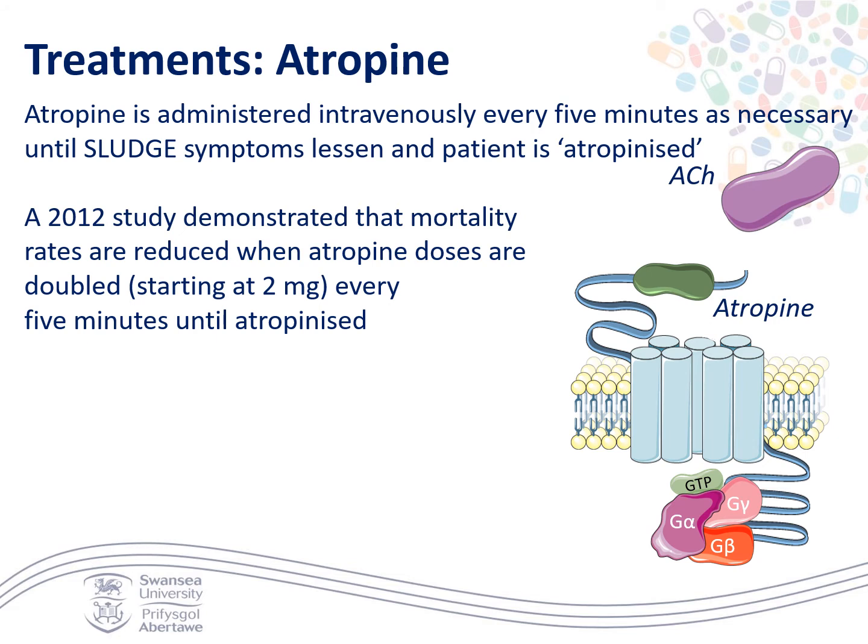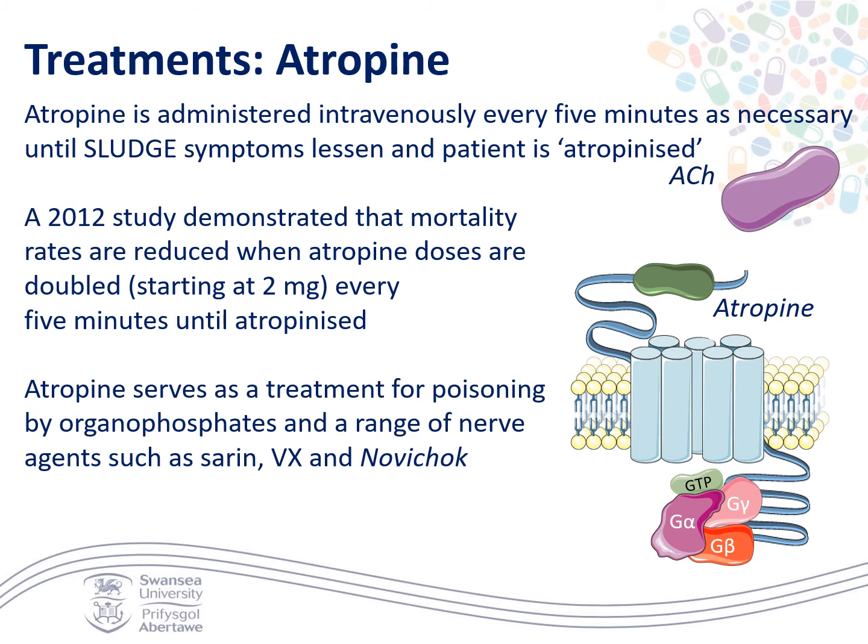So you start with 2 milligrams, you wait 5 minutes, and then you give 4. You wait 5 minutes, and then you give 8 milligrams. You wait 5 minutes, and then you give 16 milligrams. And you keep doing that until the patient has been atropinized, and you see a lessening of those SLUDGE symptoms: salivation, lacrimation, urination, defecation, GI disturbances, and emesis.